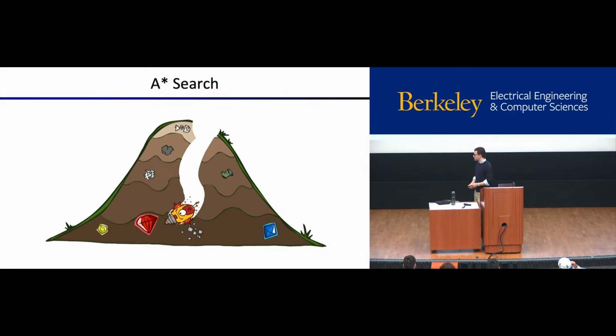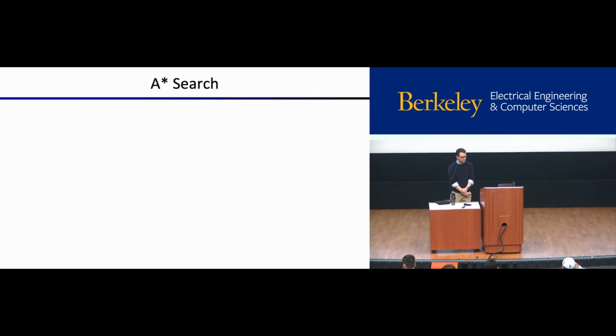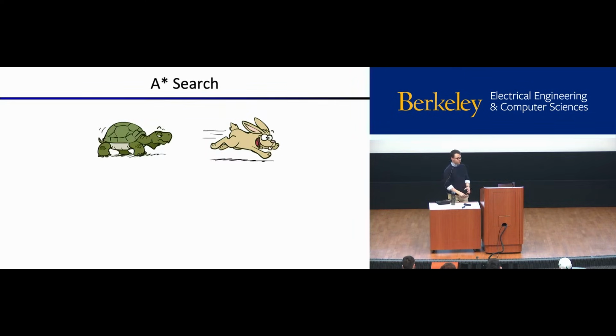A-star search is going to be a little bit more clever, and hopefully it's going to find the more optimal gems in the bottom of this search hill, right? So if we're a bit more clever about it, maybe we can find optimal solutions. And we can think about this as, okay, we're going to contrast the behavior of a planning algorithm from last time with a planning algorithm from this time. And these are our two characters that we're going to be using to think about this.